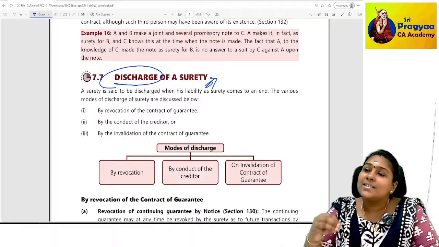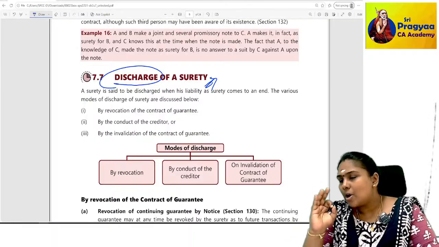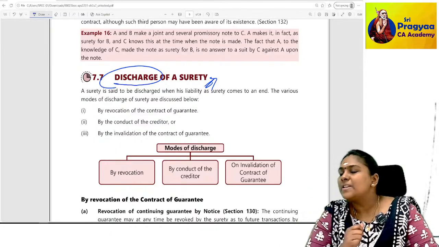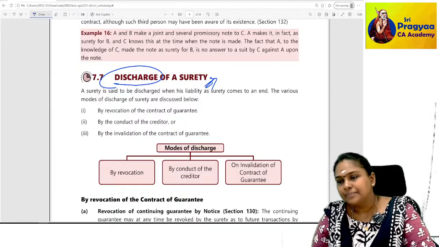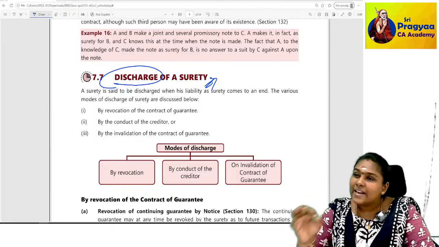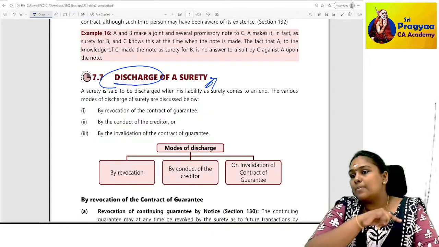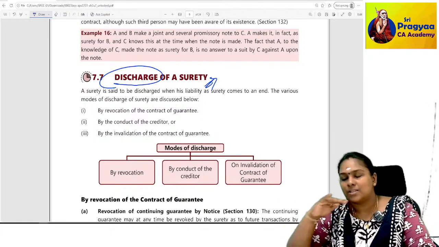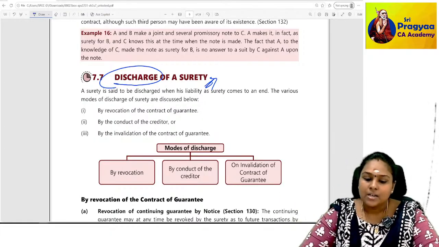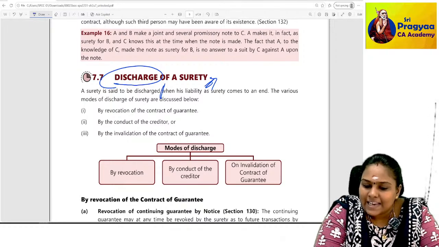Now, when does this actual liability incur? Default of principal debtor. The moment principal debtor defaults, immediately the liability falls on whose head? Surety's head. Now, when can you say that this person's obligation is over? A surety is said to be discharged when his liability as a surety comes to an end.